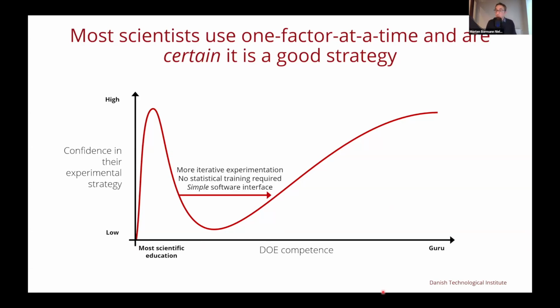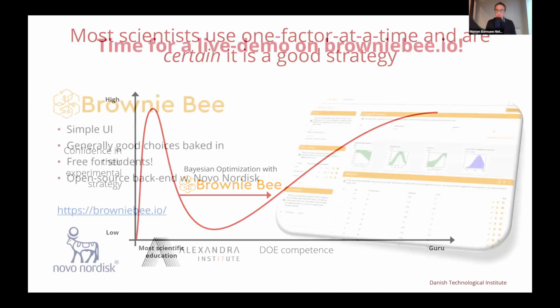And I will argue that Bayesian optimization is an approach where it's a lot easier to get people through the valley of despair if you can lean into this iterative experimentation, where you don't have to learn lots of math up front, and present things in a friendly, simple user interface. Because the last thing that a lab technician wants is like Excel on steroids or something. And this is where Brownie B comes into the picture.